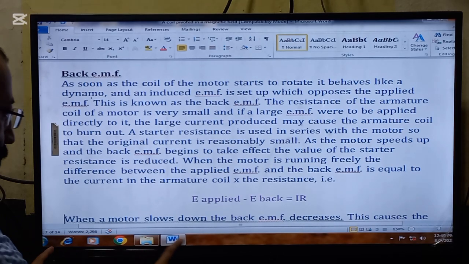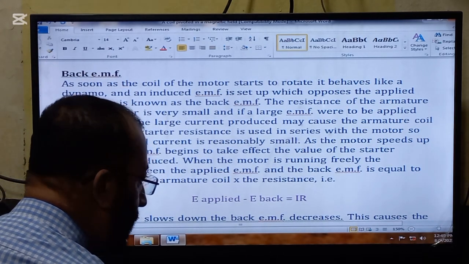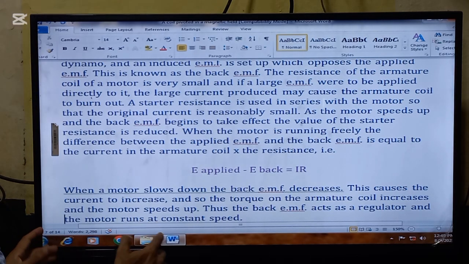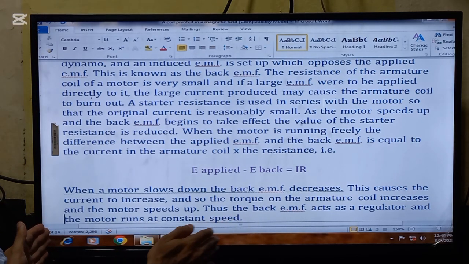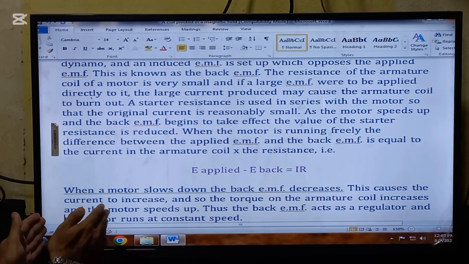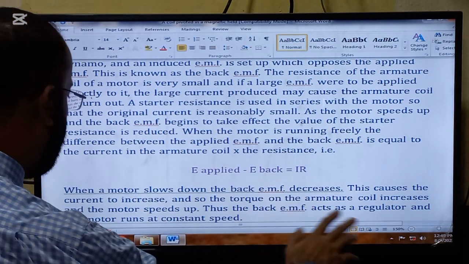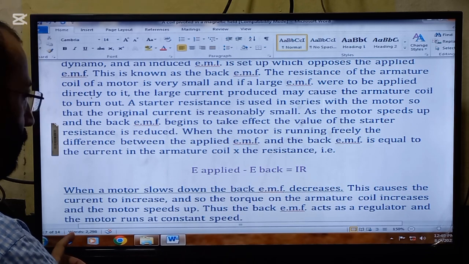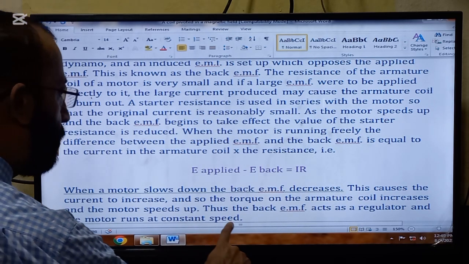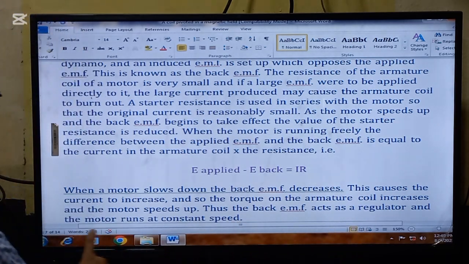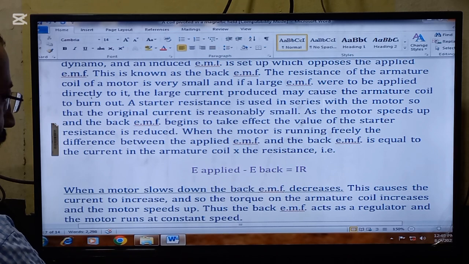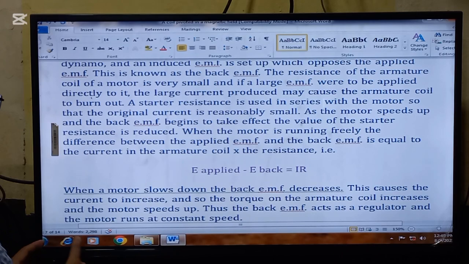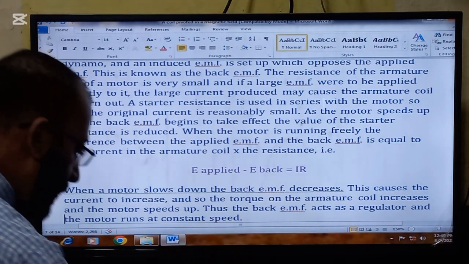So when a motor slows down, the back EMF decreases. This causes the current to increase. So this is the reason the back EMF decreases when the motor slows down, and this causes the current to increase so that it keeps on moving, and so the torque on the armature coil increases and the motor speeds up. Thus the back EMF acts as a regulator and the motor runs at constant speed.